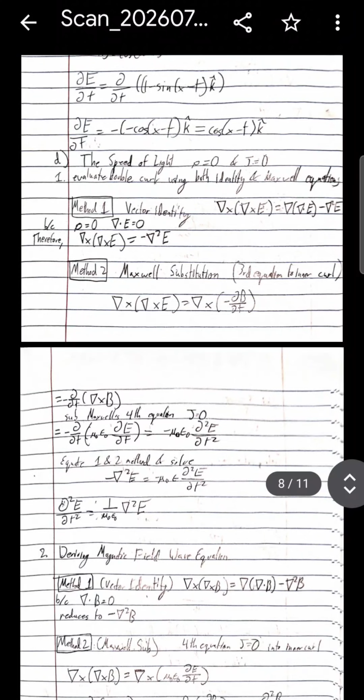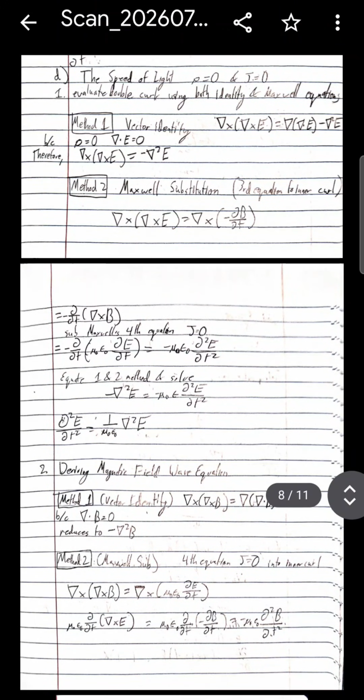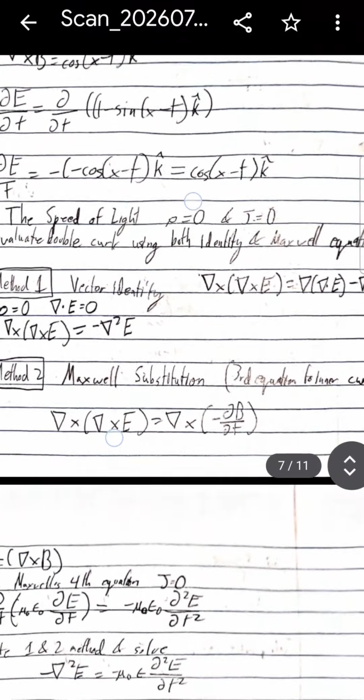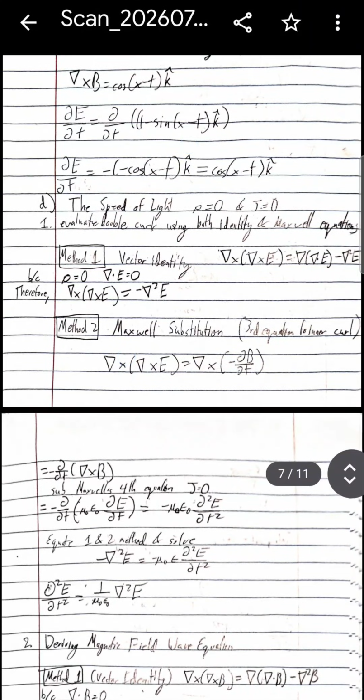We assume a charge-free, current-free vacuum, meaning rho equals 0, which is charge density, and J equals 0, and evaluate the double curl of E. Del cross (del cross E) equals del times (del dot E) minus del squared E. Because rho equals 0, the divergence is 0, leaving us with only negative del squared E. And that's for method 1 right here, if this is legible.